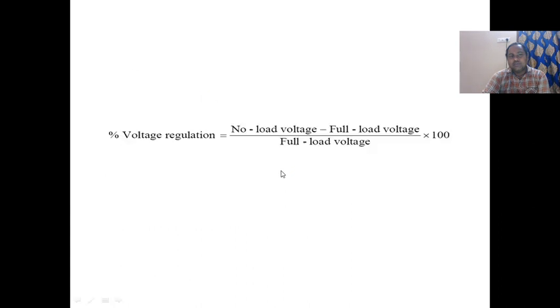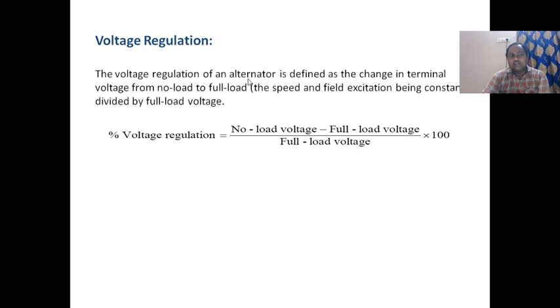So first, what is meant by voltage regulation? The voltage regulation of an alternator is defined as the change in terminal voltage from no load to full load, the speed and field excitation being constant, divided by full load voltage. Voltage regulation is equal to no load voltage minus full load voltage, divided by full load voltage, into 100. That is nothing but voltage regulation.